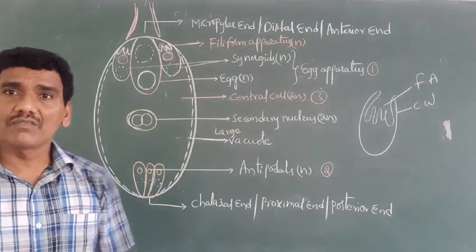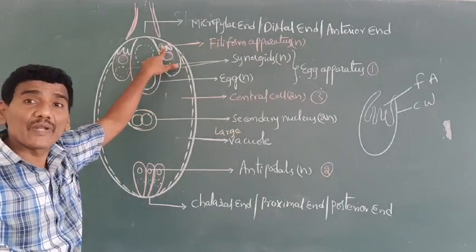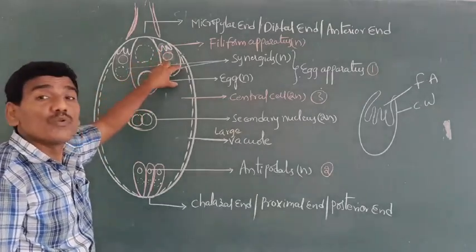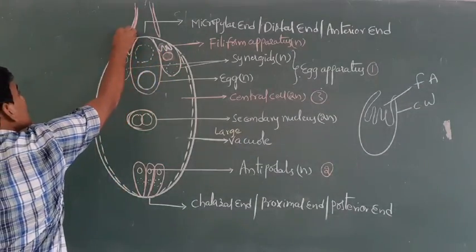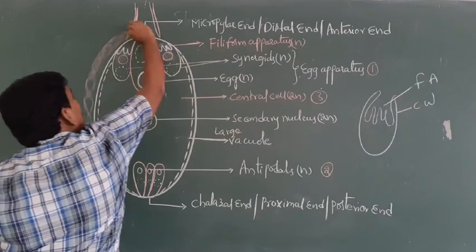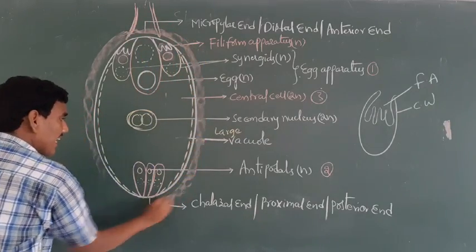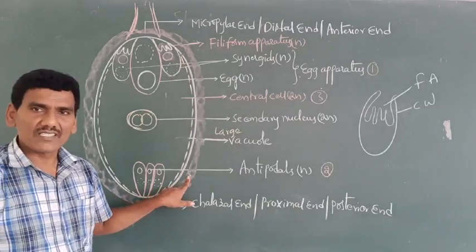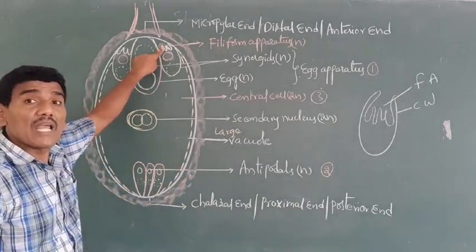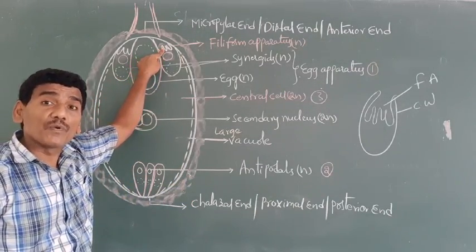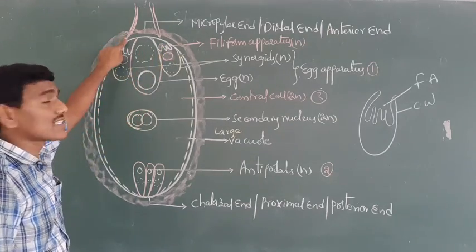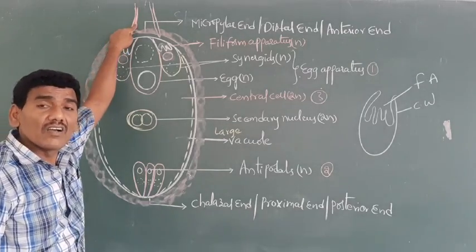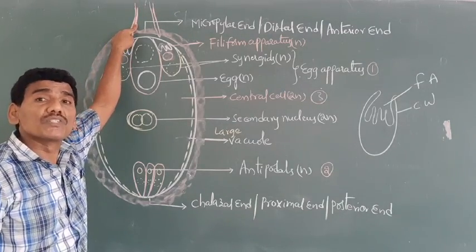From the filiform apparatus, a specific type of chemicals is released into the nucellus. Where is the nucellus present? It is the surrounding place of the nucleus, where diploid nucellar tissue is present. This is called the nucellus. These chemicals are mainly helpful to guide the entry of the pollen tube towards the embryo sac.